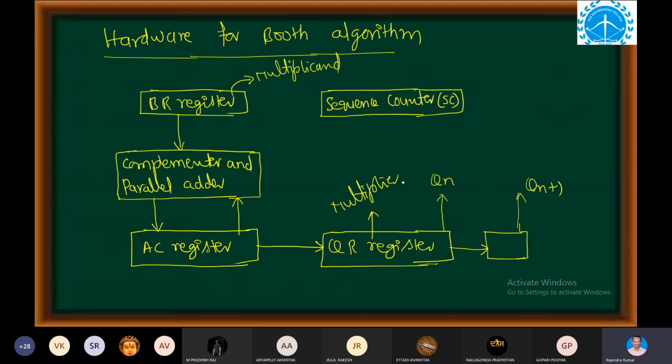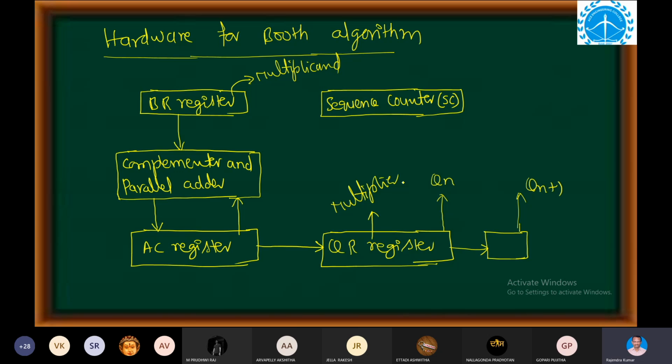The number of multiplier bits is equal to the count of the sequence counter register. Suppose we have 5 bits in the QR register. That means the multiplier has 5 bits, so the sequence counter will be 5. The sequence counter contains the number 5. So it is a counter.